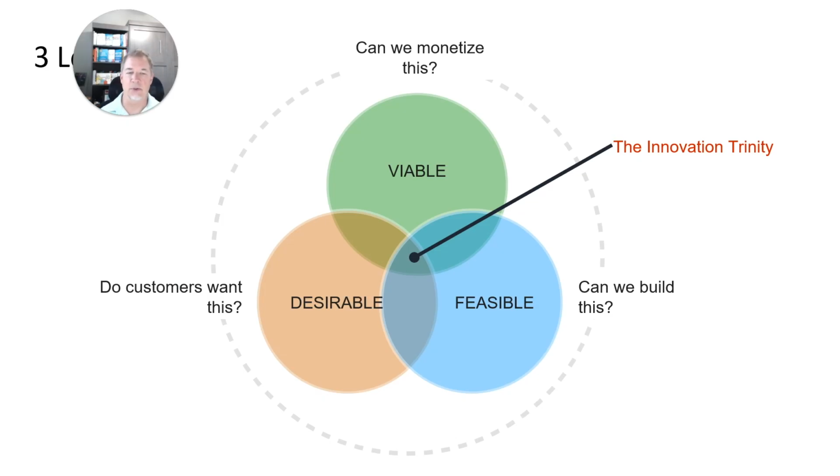The three lenses that we look through to actually figure out if this is a great idea or not to spend all of your time and effort to go launch: the very first one is desirability. Do customers want this? The second one is viability. Can we actually monetize this, make money at this? And then the third one is feasibility. Can we actually build this new offering, product or service? When all three meet together and the answers are yes, and you have evidence that says so, we call that the innovation trinity. You actually have a solid idea and business model to move forward with.